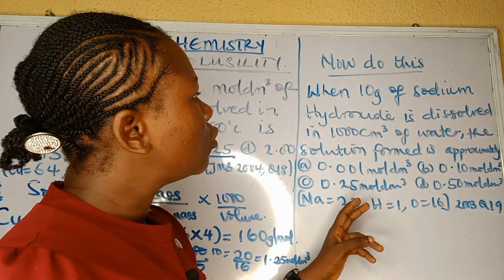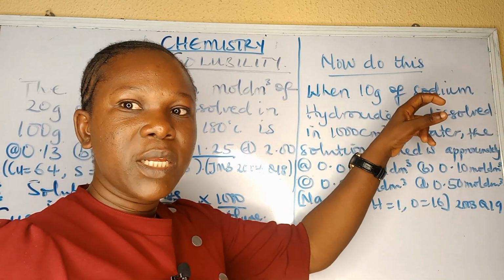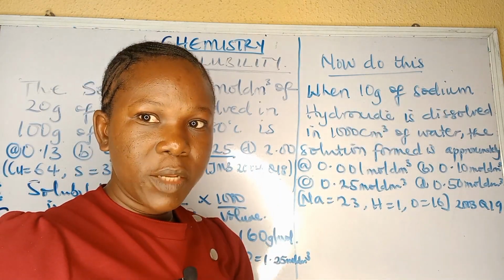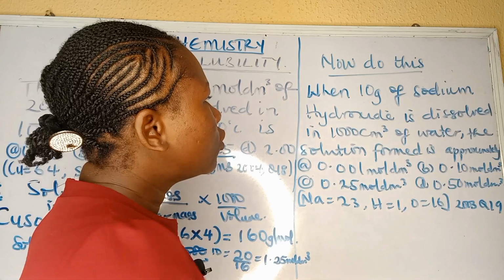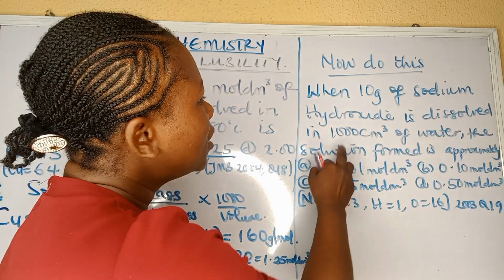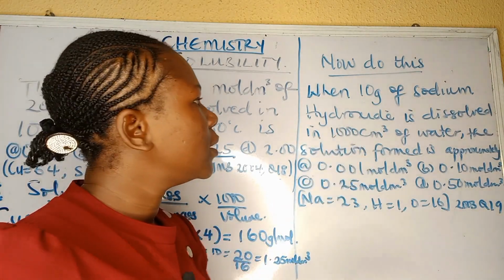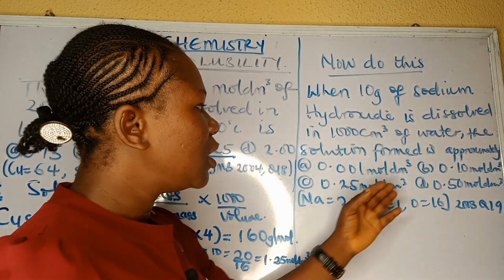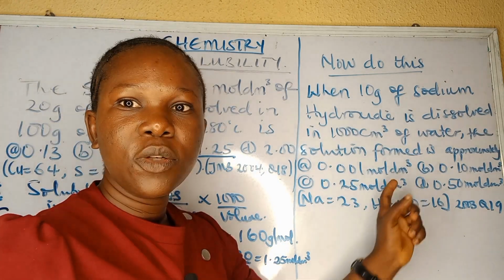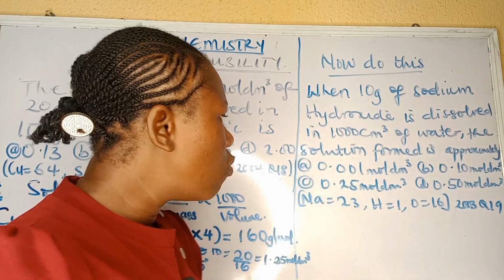When 10 grams of sodium hydroxide is dissolved, 10 grams here is the mass of the sodium hydroxide. The compound involved is sodium hydroxide. That's a salt. Now, you need to be able to write the formula, which is NaOH. It's dissolved in 1000 cm cube of water, which is the volume of the water. The solution formed is approximately what? You can see that the options here have mole per dm cube. So you have to calculate the solubility in mole per dm cube.